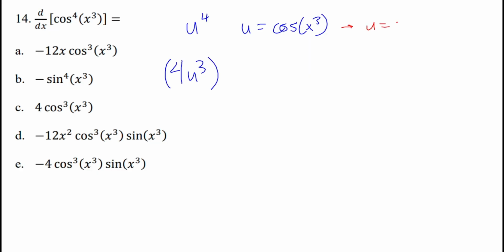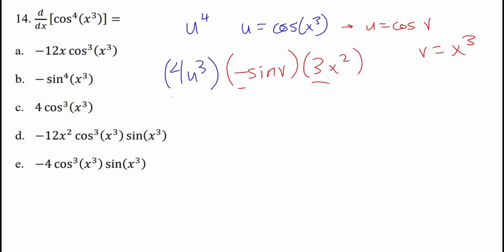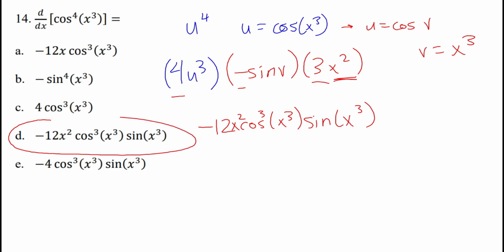Well, that's u is equal to cosine v, where v is x cubed. So the derivative of cosine v is negative sine v, and the derivative of v is 3x squared. So the negative and the 3 and the 4 will give you a negative 12 out in front. Then we have u cubed, so that'd be cosine cubed of x cubed. And then we have the sine of v, so that'd be the sine of x cubed. So we want negative 12, oh, we forgot our x squared. Negative 12 x squared cosine cubed x cubed times the sine of x cubed, which is answer choice D.